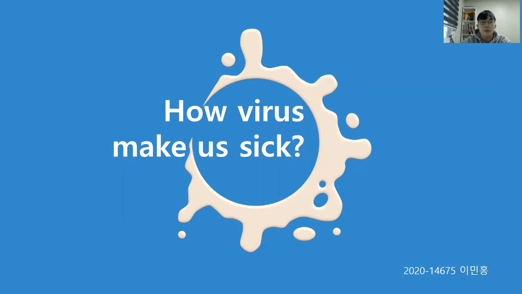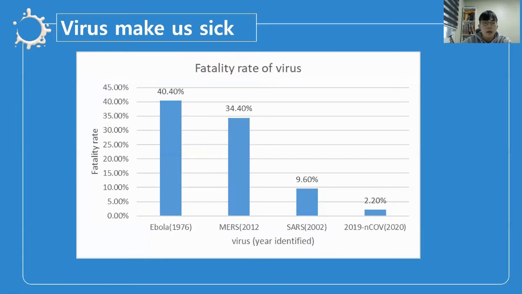My name is Lee Min Hong, and my topic today is how viruses make us sick. As you can see here, we know that viruses can be fatal, although the fatality depends on the sort of virus. And as you can see in the nowadays COVID-19 case, being infected with a virus can result in some organ failure. But how? Today, I want to talk about that process.